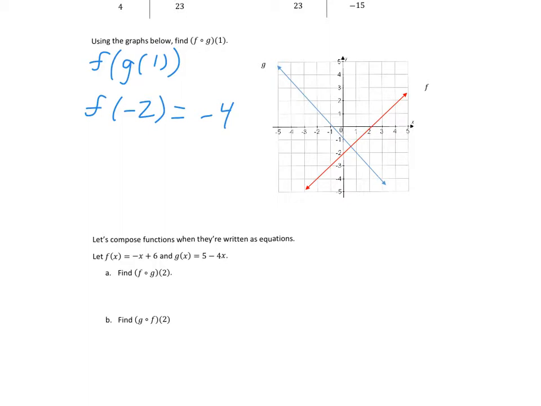Okay, so we make these substitutions. Again, we start at x equals 1, g of 1, here's x equals 1. On the blue line, g of 1 is negative 2. So we substitute g of 1 with negative 2. F of negative 2, so when x is negative 2, on our red line, f of negative 2 is negative 4. So the whole answer is negative 4.